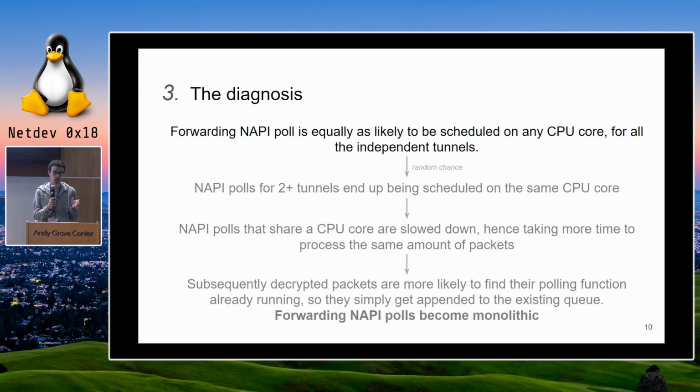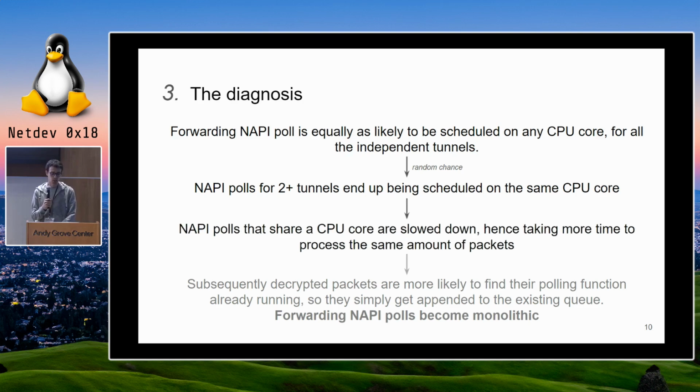This is because, if you remember from a minute ago, this core is selected as the last core on which a packet decryption happened. However, in a multi-tunnel setup, due to random chance, at some point, and usually quite soon, 2 or more of these functions will end up being scheduled on the same software queue.